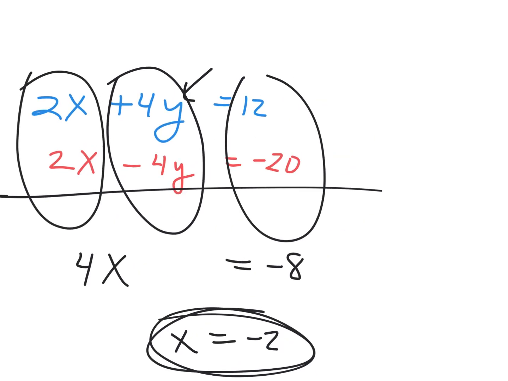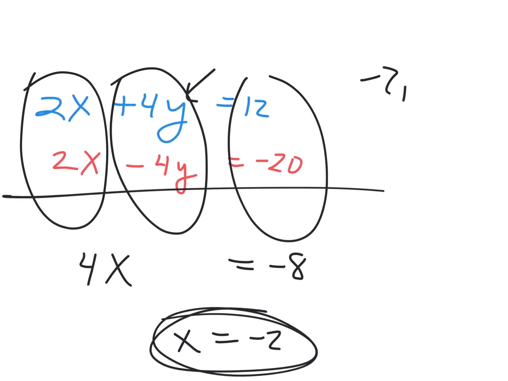Okay, so now I got x is negative 2. Negative 2 comma what? Well, figure out the y. Can you tell me where to put this negative 2? You can put it in either x, but I'm choosing to do the blue section. I agree. I'm going to put the negative 2 there. So you get negative 4.